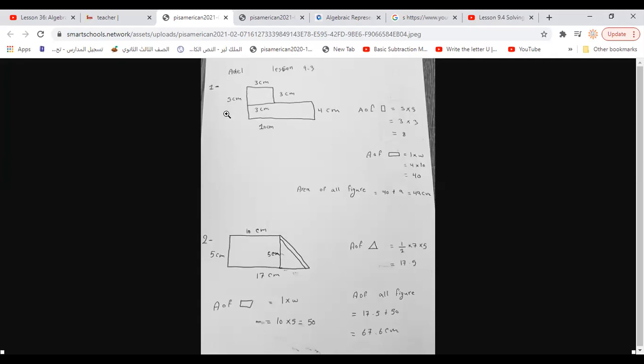Adil, you solved this question yesterday, right? Adil, this is your answer. Okay, so you divided the first figure into what? A square and a rectangle. A square and a rectangle. And what is the area of the square?